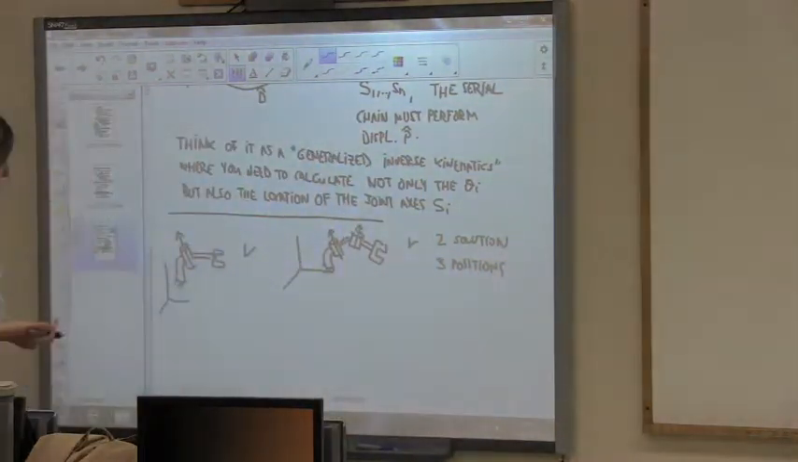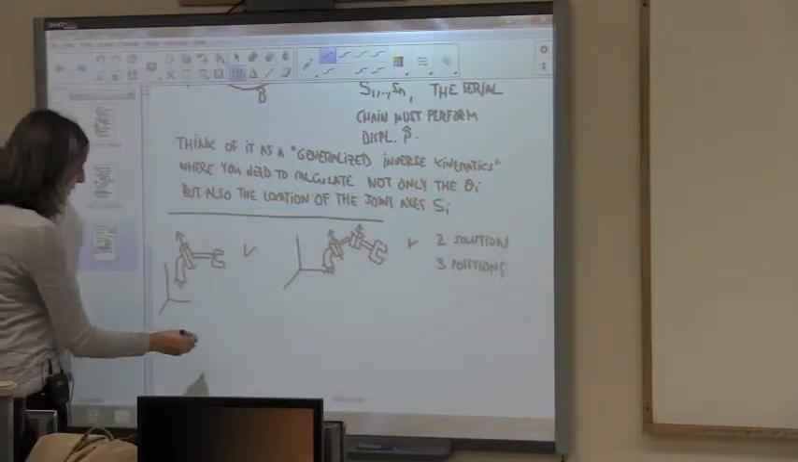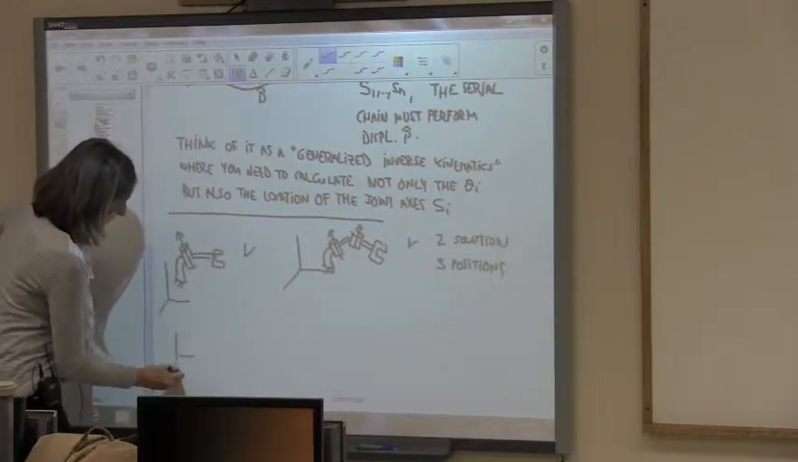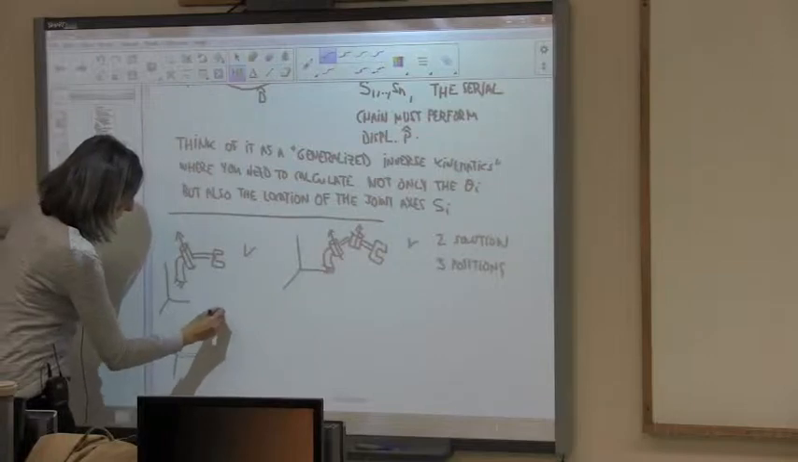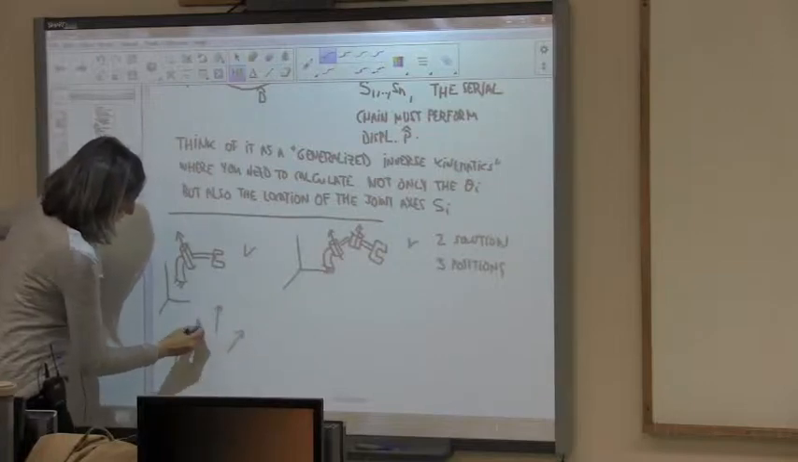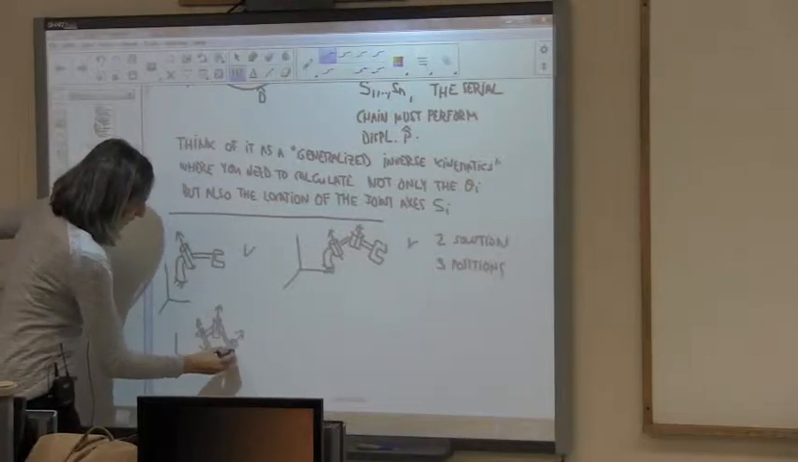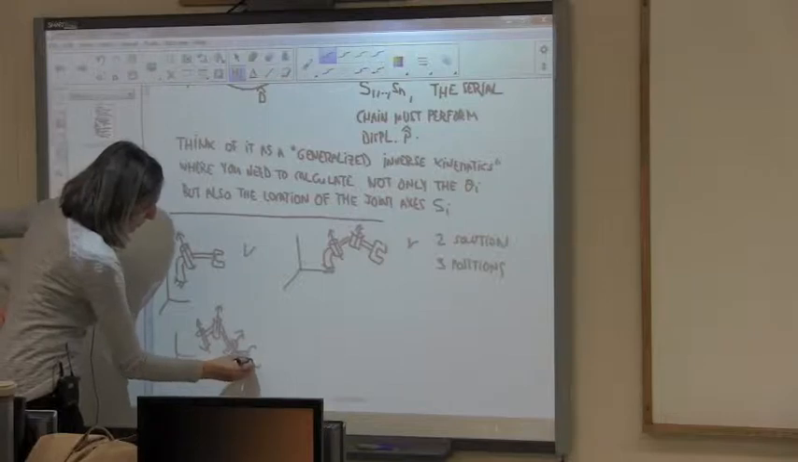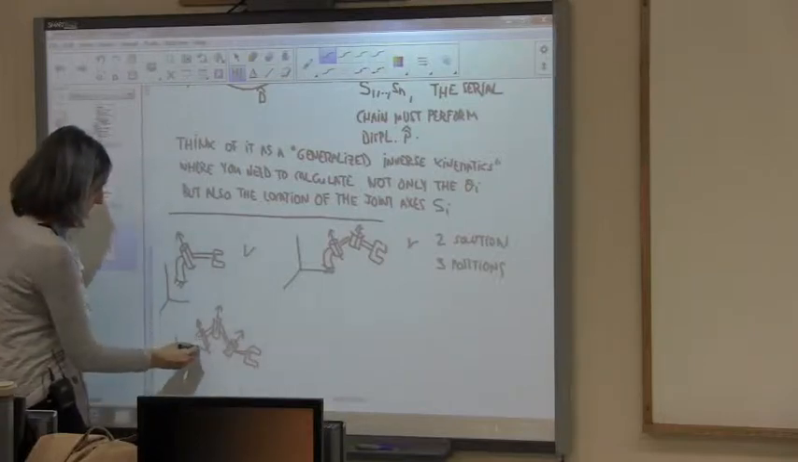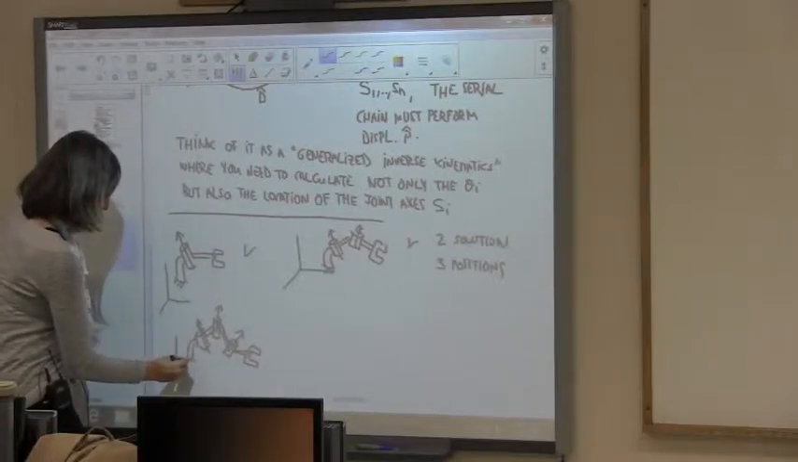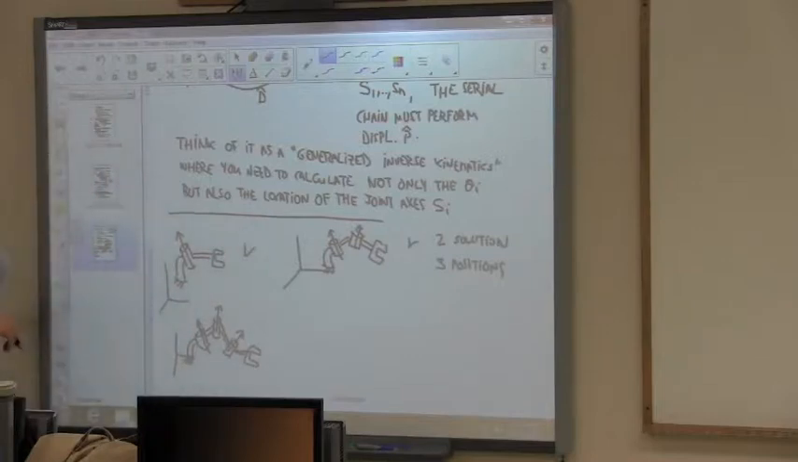Then we go to a robot which is just 3 revolute joints. 1, 2, 3. Still an easy robot, right? I mean, most of the industrial robots have more than 3 degrees of freedom, more than 3 joints. So this is not solved yet.